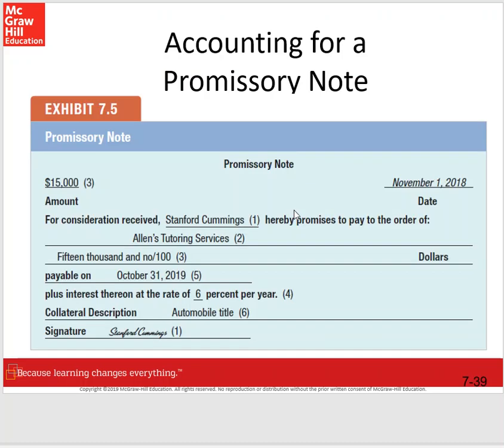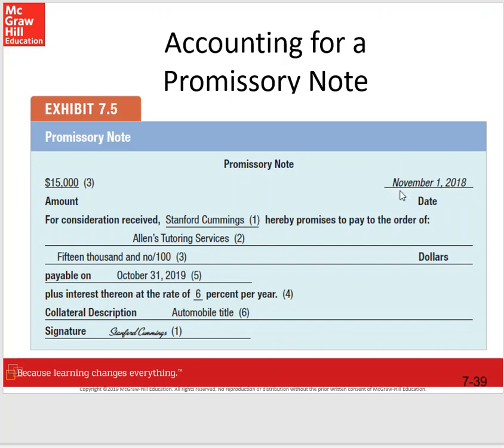So here's a look at a promissory note. A promissory note's the document that we might use to formalize a notes receivable agreement. So we have the amount, we have a date, we have the name of the person or the company that we have loaned that money to. And so it says Stanford Cummings promises to pay Allen's Tutoring Services $15,000 on October 31st, 2019.